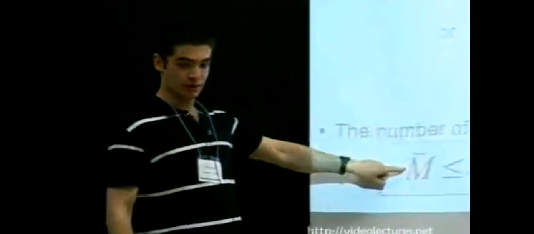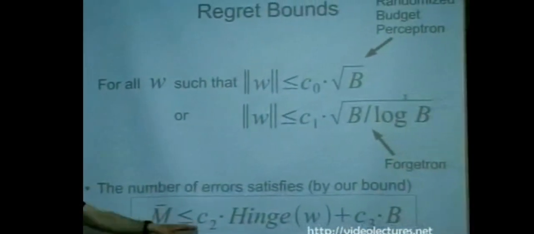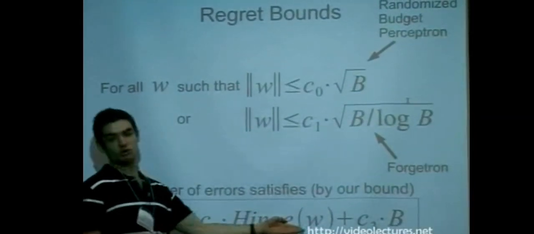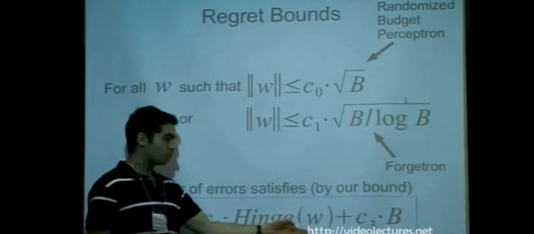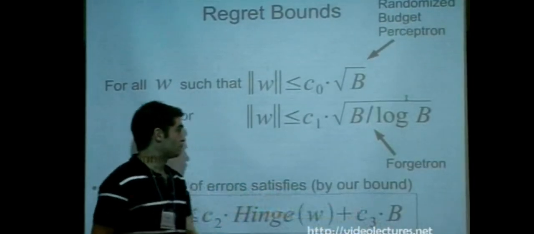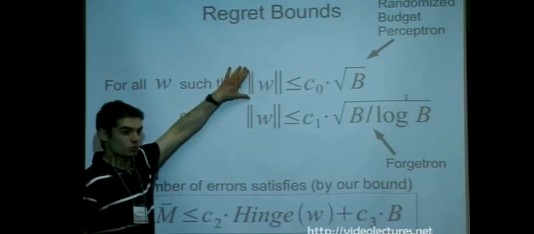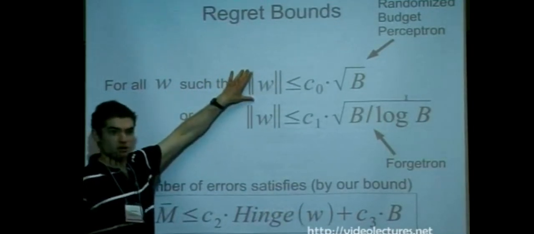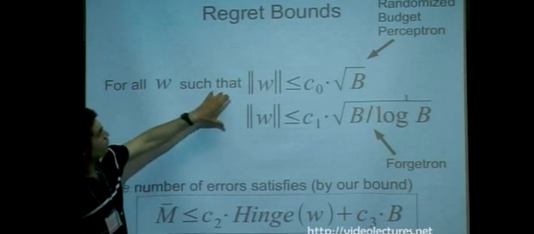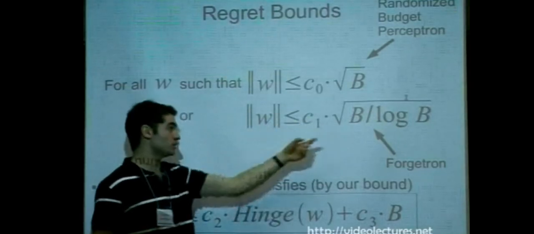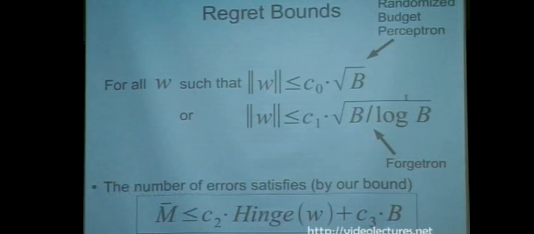So the number of errors for the forgetron, or the expected number of errors for the randomized budget perceptron, is less than some constant times the hinge loss of some vector, where the hinge loss is on all the examples we've seen, plus some constant times the budget, where we are competitive against vectors whose norm is of order square root of b for the randomized budget perceptron, and whose norm is of order square root of b over log b for the forgetron, which is also the same as in the original results.